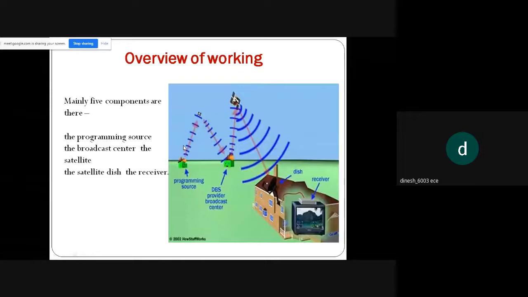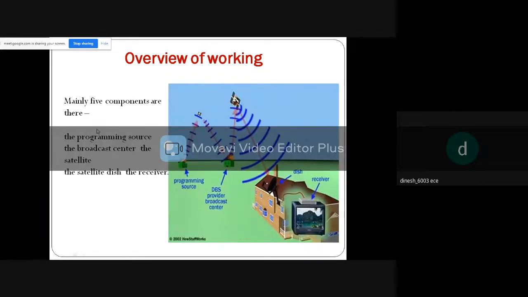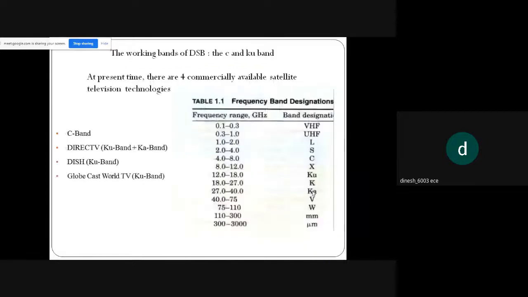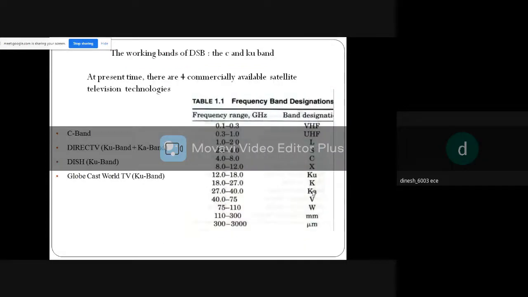This direct broadcasting service has 5 different components. One is the programming source. Next is the broadcast center. Then we have the satellite in space. Then we have the satellite dish and the receiver. So these are the 5 components of the direct broadcasting service. The direct broadcasting service operates in C band and Ku band.